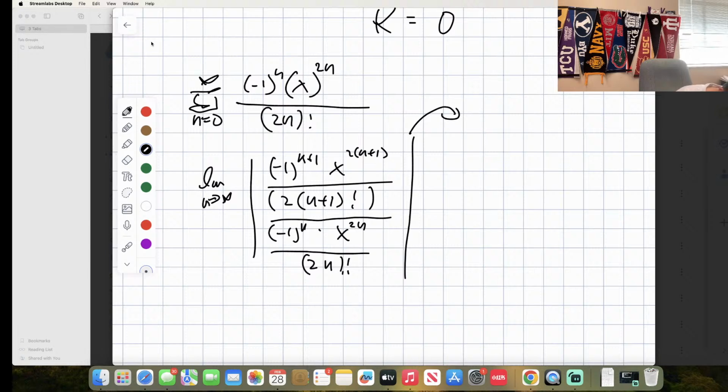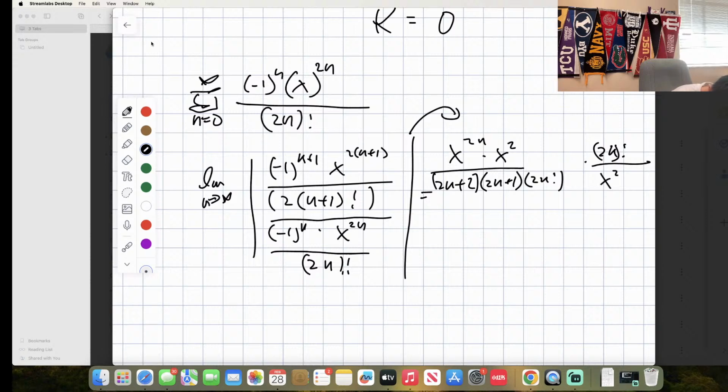Once we exercise the absolute value sign, the -1 goes away. So on the top, I'm going to write down x to the 2n times x to the 2. Is that okay? On the bottom, I'm going to write down 2n plus 2 times 2n plus 1 times 2n factorial times x to the 2n.